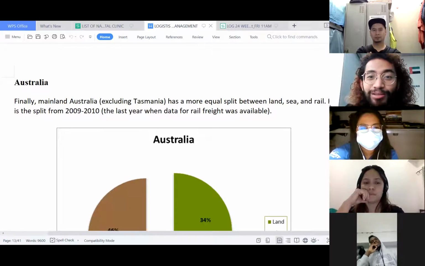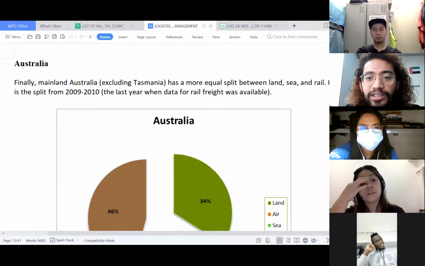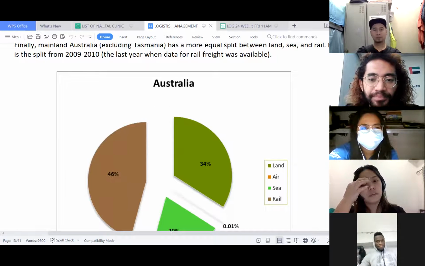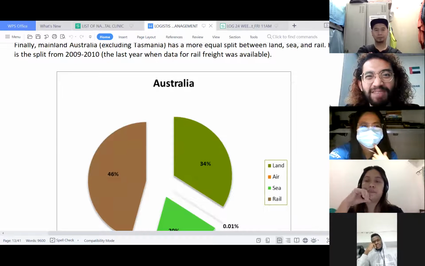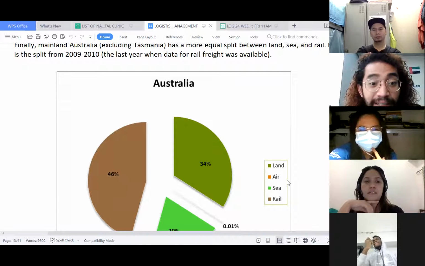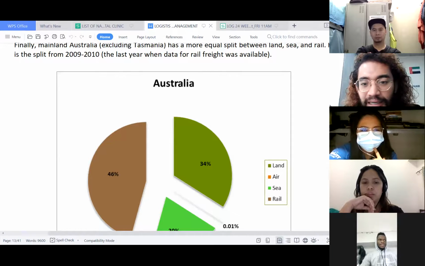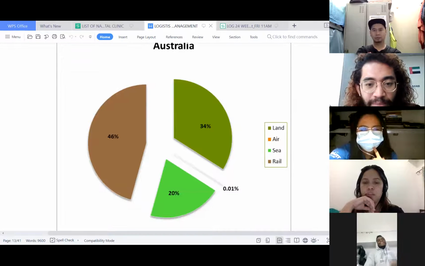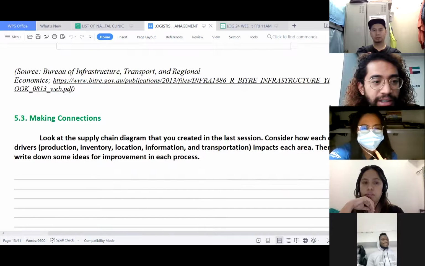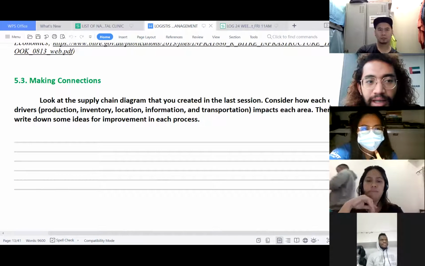Australia. Oh, another country that we all wanted to go to. Is Australia an option for you, Patty? Yeah, Australians, they are good. Those people, they speak English. Yeah, we don't have to adapt to the language. So in Australia, 46% also by rail, and 34% by land, and sea is 20%. Interesting. Making connections later.